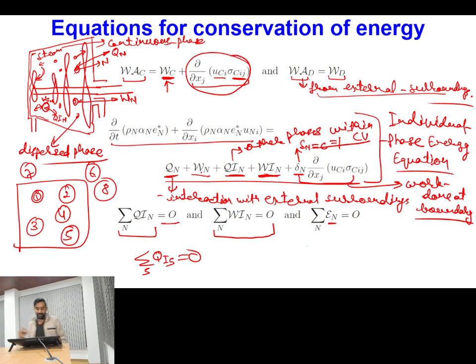Okay, so that's why summation Qin will be 0. But what is this Qn? Qn is interaction from external surroundings. So when I am doing summation Qn, I am doing the summation only for 1 to 5. I am not doing summation with 6, 7, 8. So that's why that term cannot be equal to 0. Is this one clear?